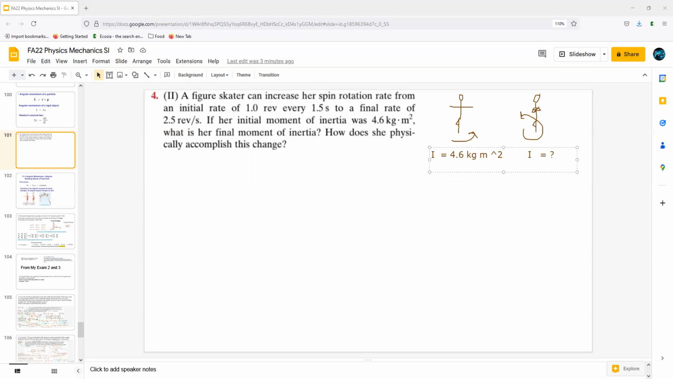And we have a revolution of 1 per 1.5. And then here, the revolution goes 2.5 revolutions per 1 second. Right? So this just says 2.5 revolutions per second. So you're assuming that's 1 second. So if you remember, frequency is revolutions per second, right? So then we can convert this into frequencies.